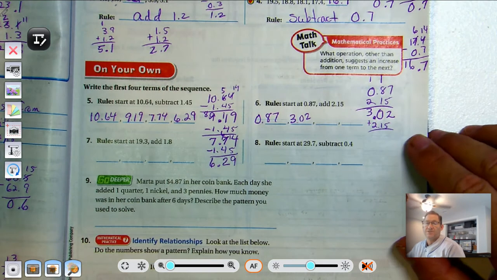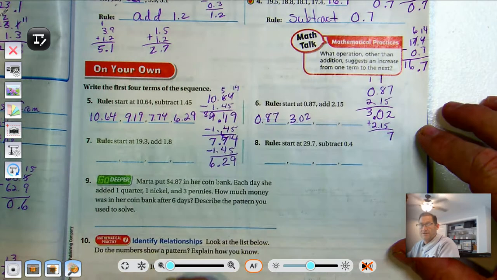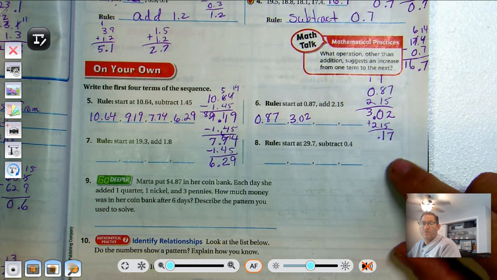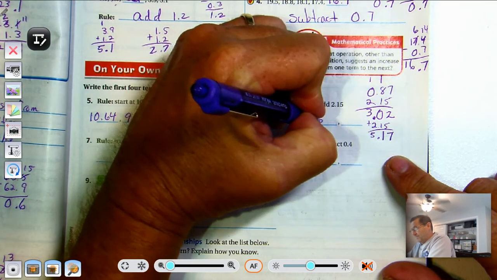Add 2 and 15 hundredths to that. 5 and 2 is 7 hundredths. 1 and 0 tenths is 1 tenth. We're moving to the 1, so place your decimal. And 3 plus 2 is 5.